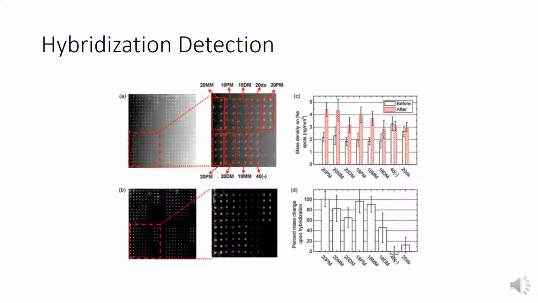quantifies the percent mass change of the different types of strands, where it can be seen that the perfectly matched strands have almost 100% efficacy in hybridization, and the single mismatched strands have above 80, whereas the double mismatched strands and the non-matched at all strands have little to no hybridization.